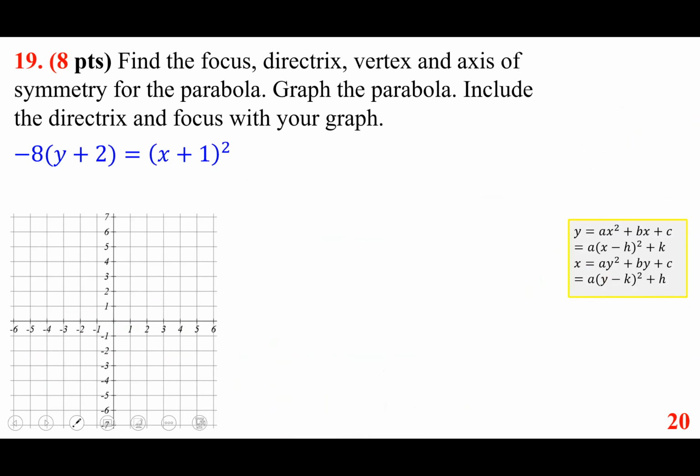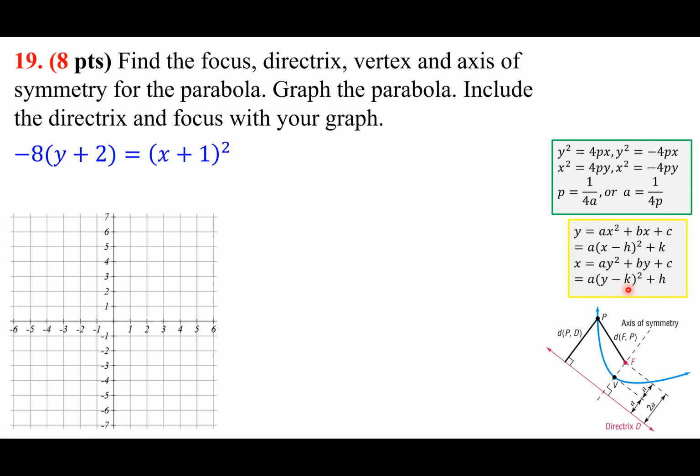Find the focus, directrix, vertex, and axis of symmetry for the parabola graph. Include the directrix and focus with your graph. So if I put it in a standard form that we learned, first of all, a couple of formulas. You remember this from algebra, elementary and intermediate algebra. And this is when we want to go with the focal distance.